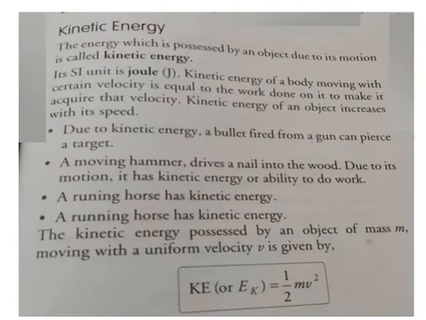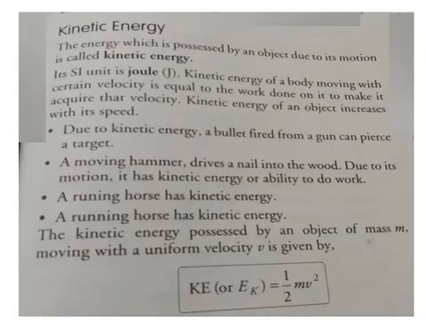Now let us sum up the kinetic energy which we have seen. The energy which is possessed by an object due to its motion is called kinetic energy. Its SI unit is joule. Kinetic energy of a body moving with a certain velocity is equal to the work done on it to make it acquire that velocity. Kinetic energy of an object increases with its speed.